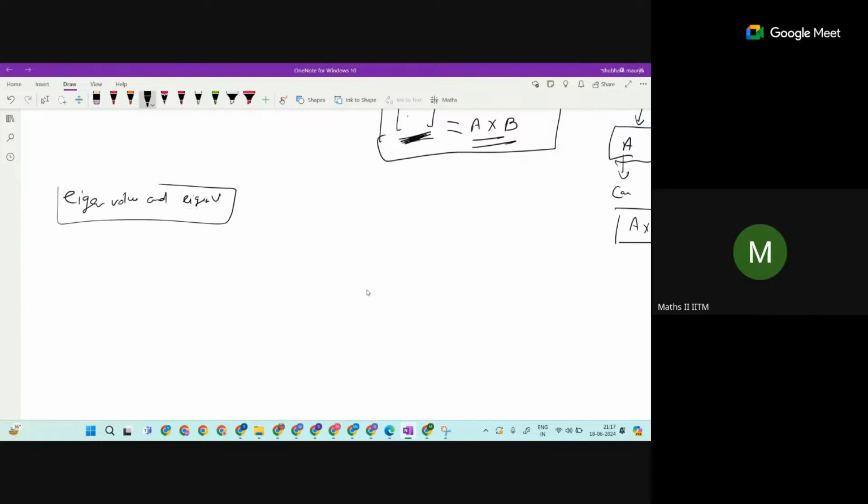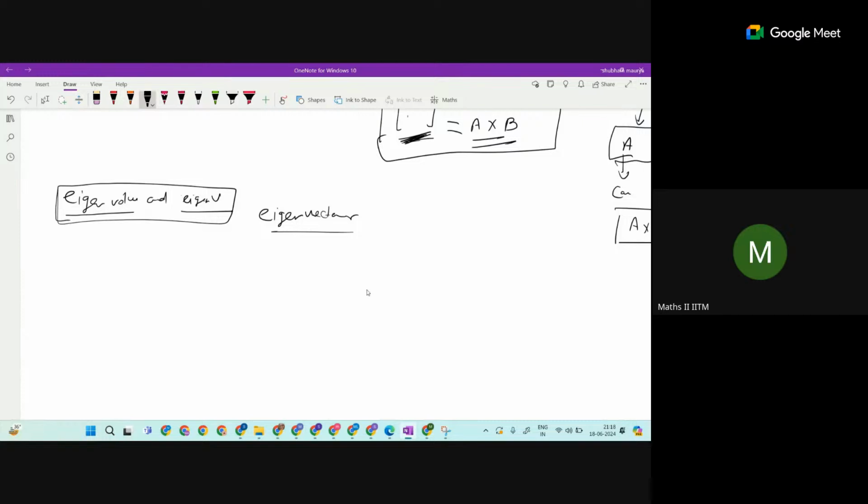So what are eigenvalue and eigenvector? Before we reach eigenvalue, first discuss eigenvector. Actually, eigenvalue comes after the eigenvector. Once you know the eigenvector, then the eigenvalue is very much clear.